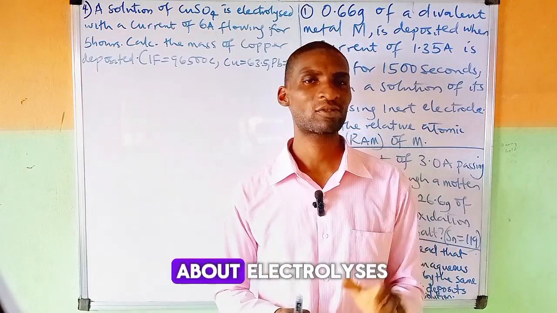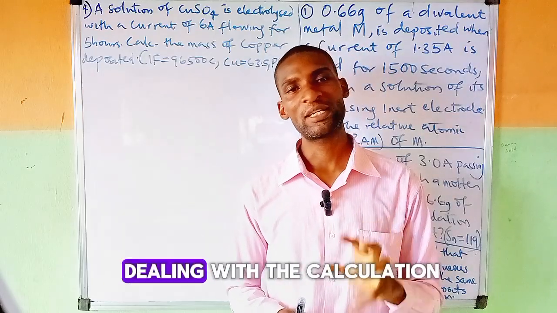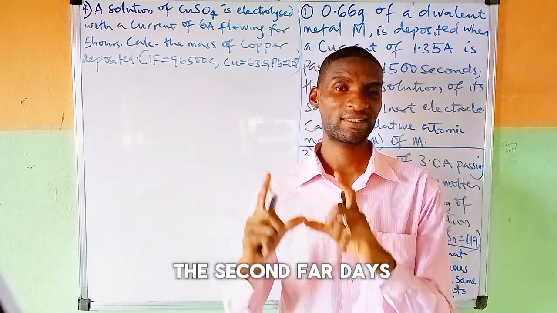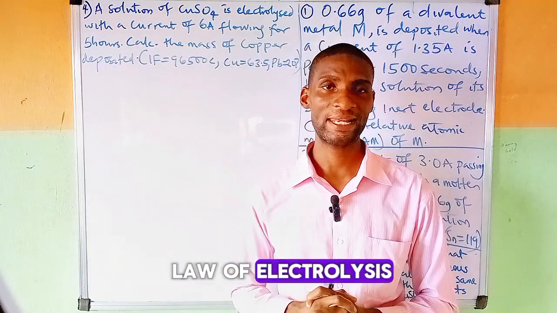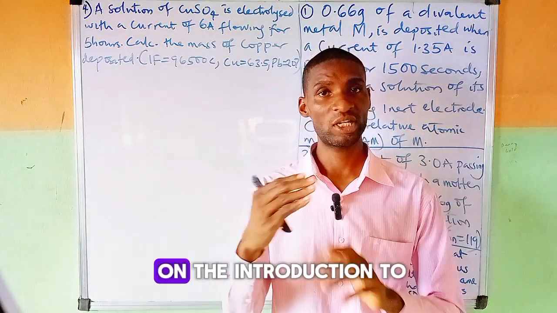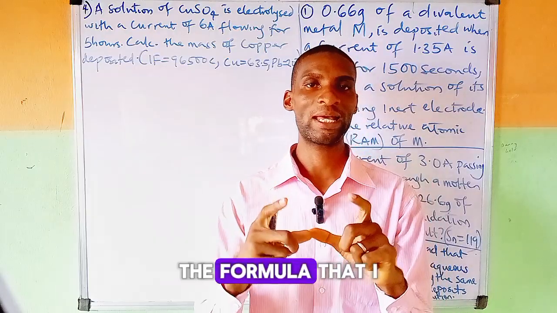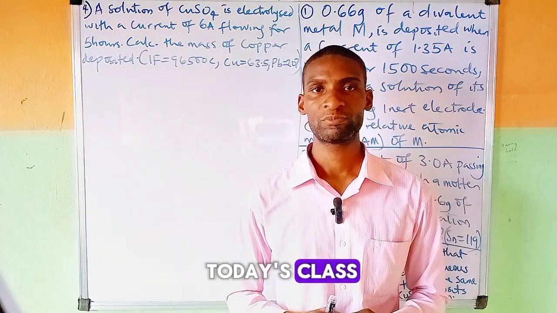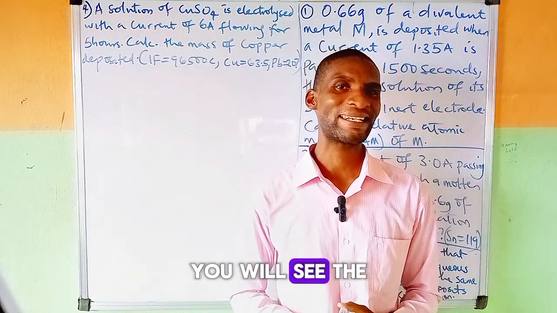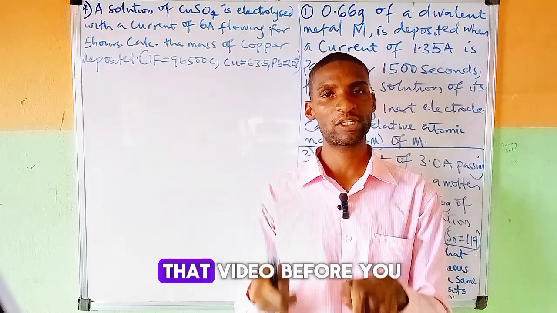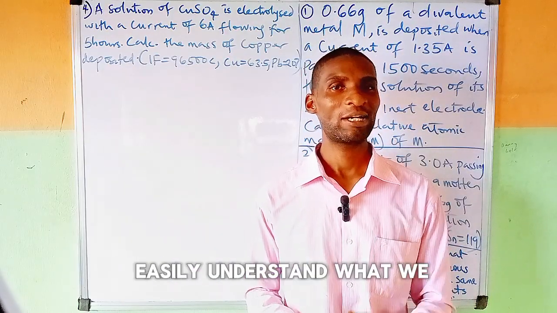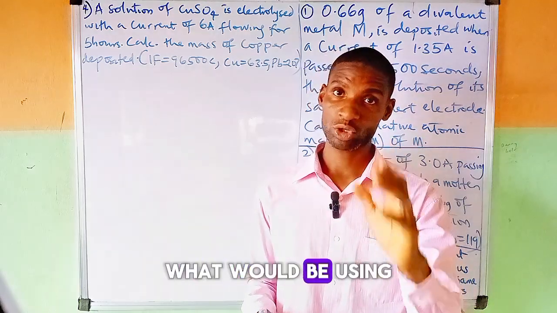Today we'll be talking about electrolysis, and we will be dealing with the calculation aspect of electrolysis, which basically deals with the second Faraday's law of electrolysis. Now, if you have not seen the initial video on the introduction to the formula that I will be using for today's class, you can check the description or the comment section. You will see the link to that video. You need to see that video before you come over to see this video, so that you can easily understand what we'll be using to solve the questions.